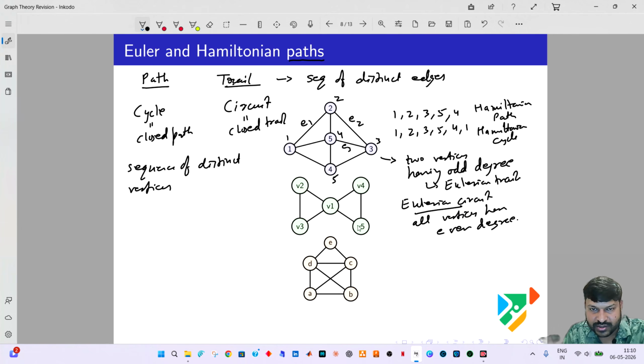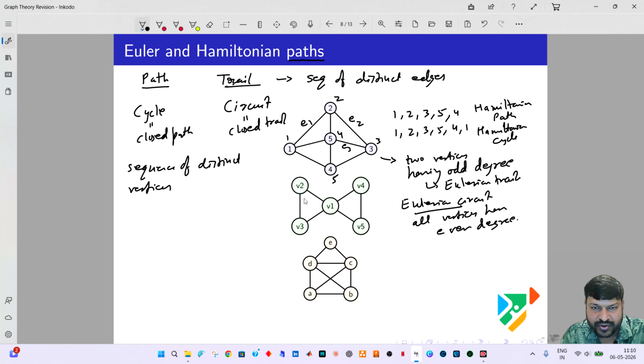Now let's look at the second graph. Does it have an Eulerian trail or Eulerian circuit? See, vertex 1 has degree 4, vertices 2, 3, 4, 5 all have degree 2. Therefore, it does not have an Eulerian trail. Eulerian trail means you start from a vertex and end at another vertex covering all the edges. But it has an Eulerian circuit.